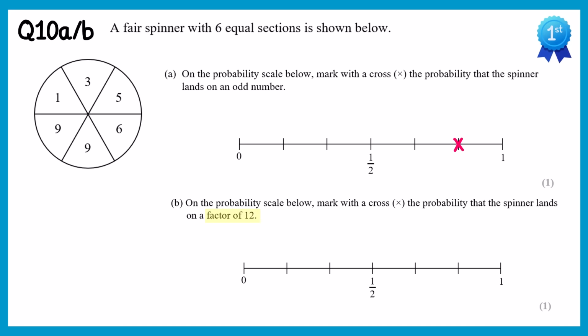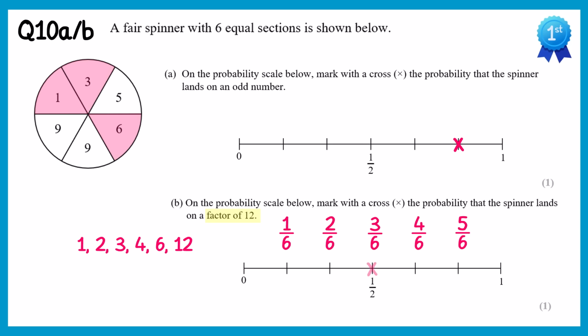For part B of the question, we're looking for the probability that we get a factor of 12. Factors of 12 are the numbers that divide into 12 without a remainder. For example, 1, 2, 3, 4, 6, and 12. So let's see how many of these are on the spinner. We can see that we've got 1, 3, and 6. So we've got 3 factors of 12, so the probability is 3/6. So let's put the numbers back onto the probability scale, and 3/6 is right in the middle, at 1/2.